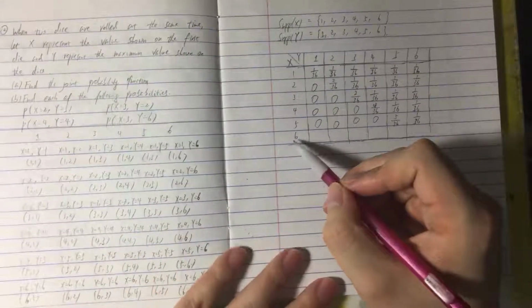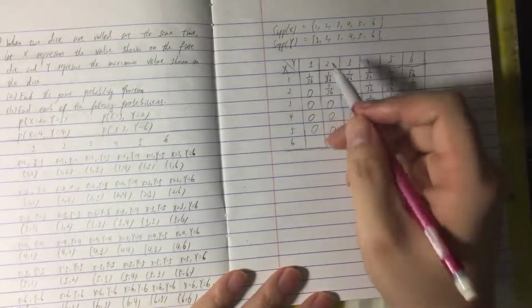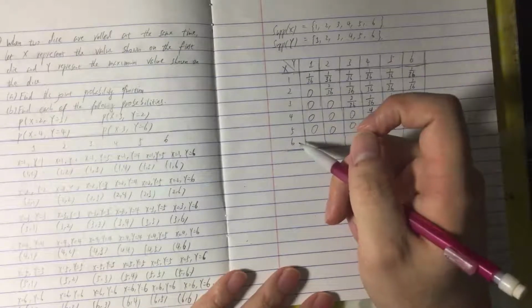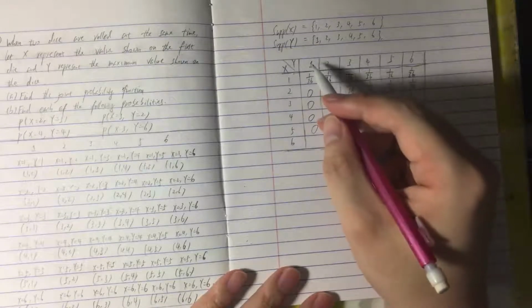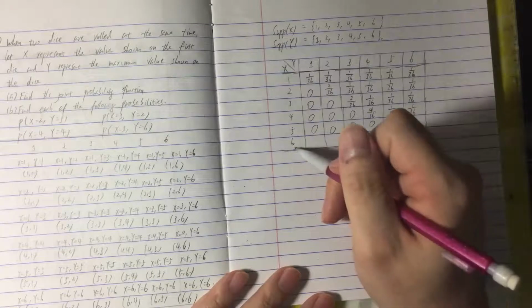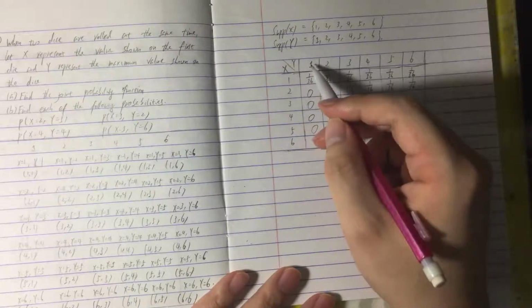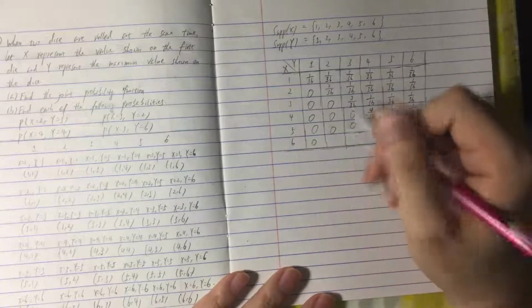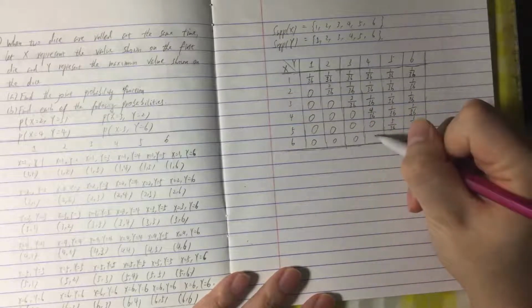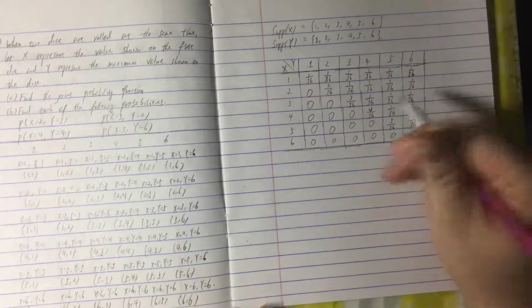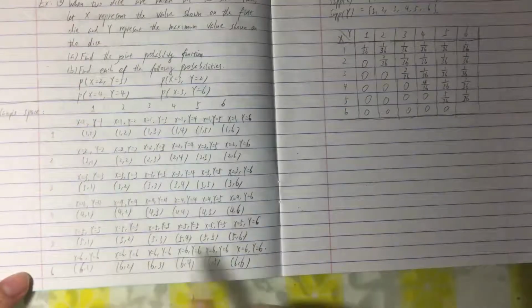Last row. S is 6, Y is 1. Is it possible? If the value shown on the first die is 6, can the maximum be 1? That's impossible. Maximum won't be 2, 3, 4, or 5. When S is 6, Y is 6, we have 6 outcomes out of 36.